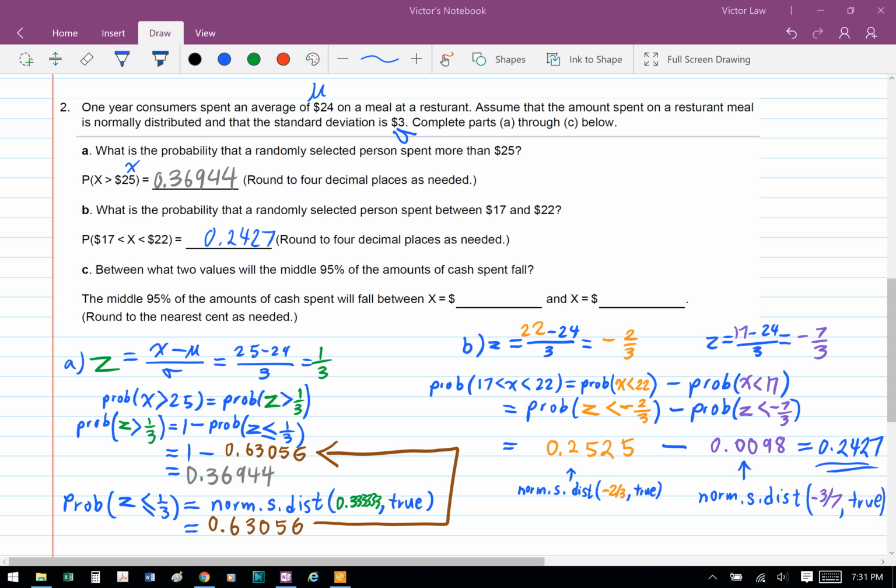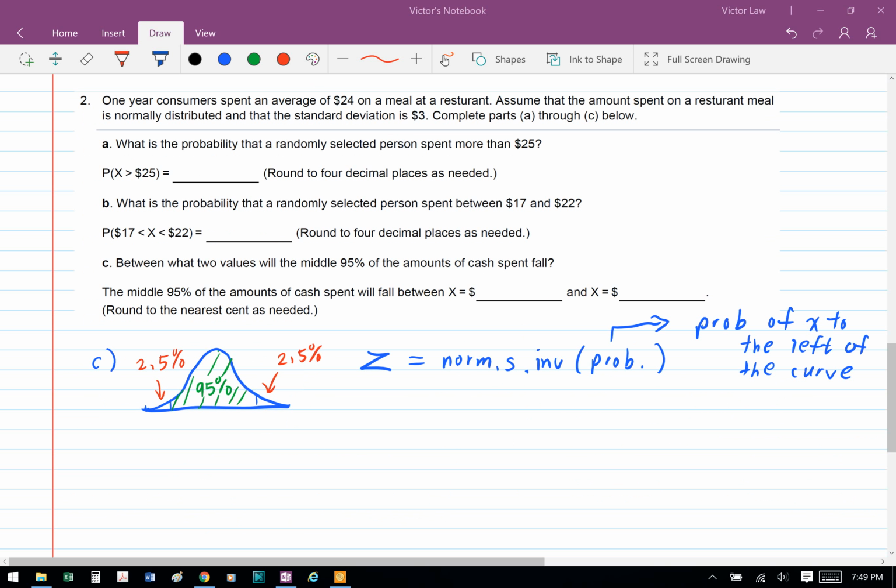Next, we can use Excel to calculate the probability of Z less than negative 2 over 3 and the probability of Z less than negative 7 over 3. We use the formula =NORM.S.DIST(-2/3, TRUE) for the first, and for the probability of Z less than negative 7 over 3 we use =NORM.S.DIST(-7/3, TRUE). We get 0.2525 minus 0.0098, which gives us the answer of 0.2427.